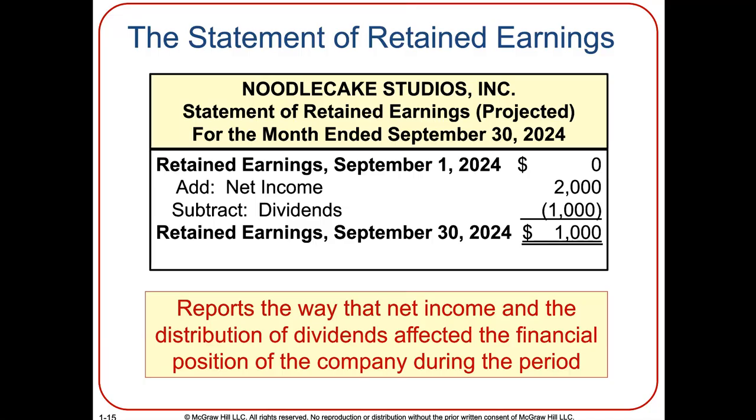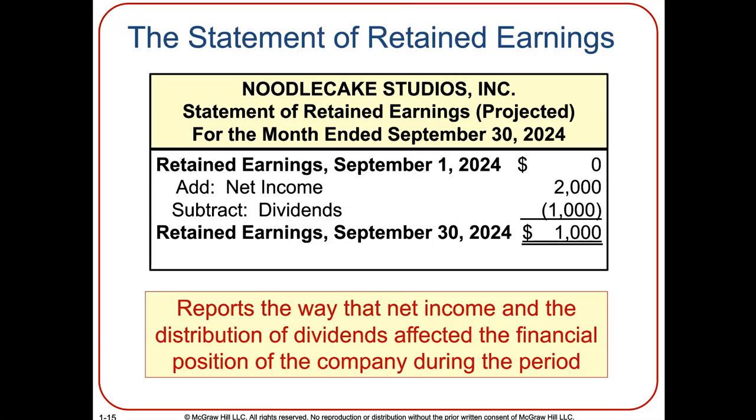Noodle Cake Studios, name of the company, title of the financial statement, and again, the date. In this one, it is 4 month ended again, because that actually makes sense, because this $2,000 covers a time frame. It covered that whole entire month. So we subtract out the dividends, and now we've got retained earnings of $1,000. Now let's stop and think about this one for just 1 second. Remember, this is a cumulative financial statement. It rolls through from year to year to year.